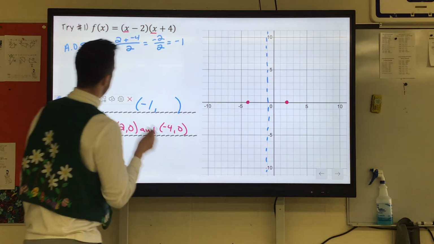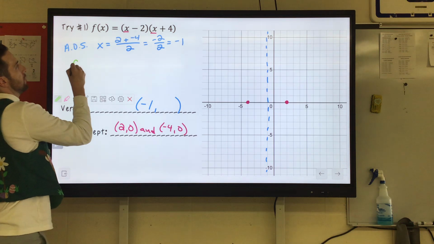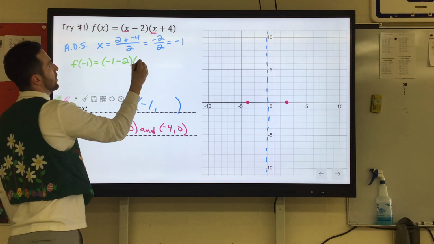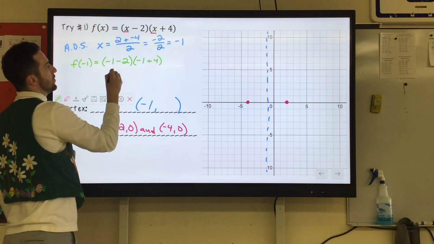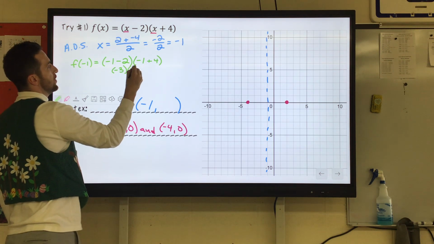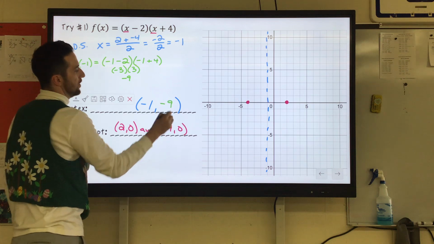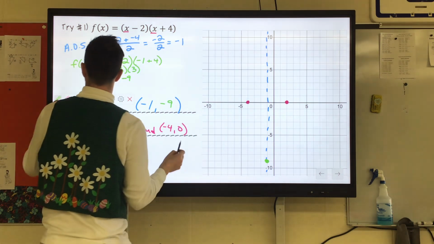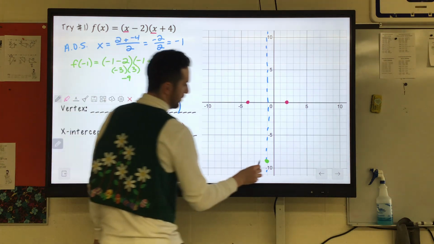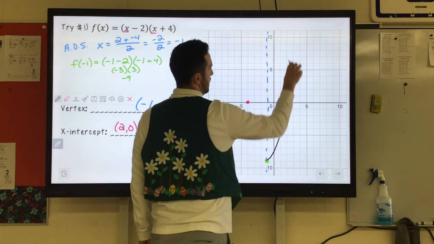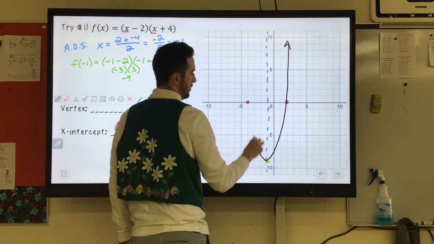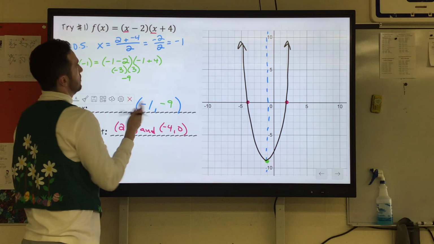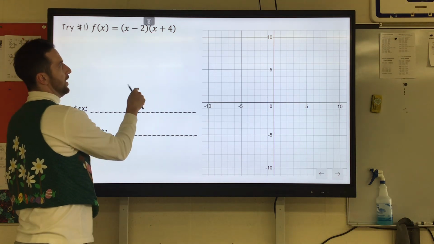We'll plug that in for x, f of negative 1. This gives us negative 3 times 3, which is negative 9. Negative 1, negative 9. And then we'll draw our parabola. Whee! Do the best that we can to draw the curvy parabola. That was fun. What else we got?